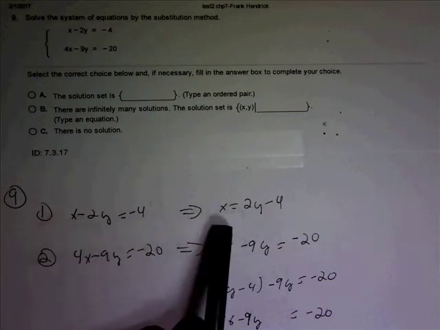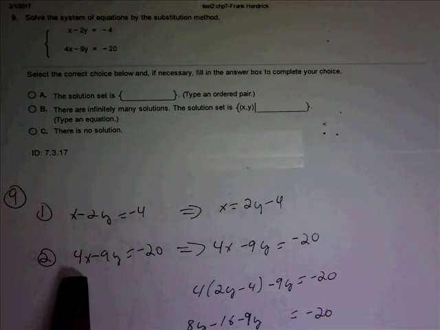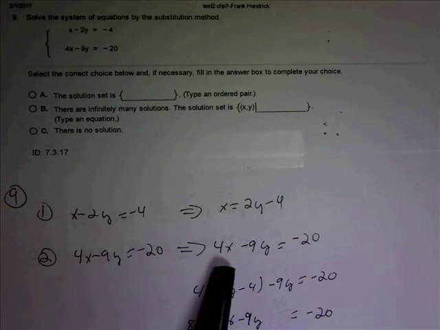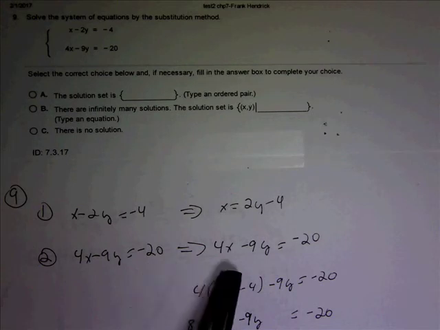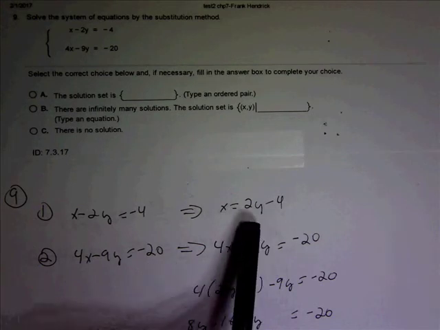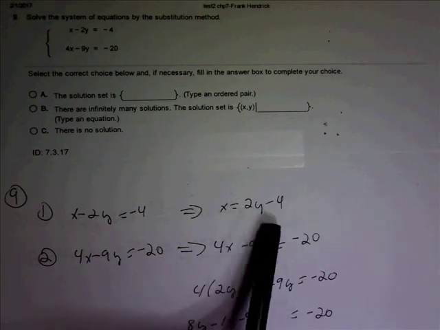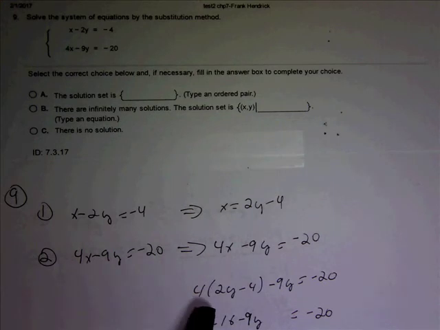I'll go ahead and solve this for x. Then I bring this over. Now I'll go ahead and plug into the second equation. Every place I see an x in this second equation, I'm going to put in 2y minus 4. So that's what I did, I replaced the x with 2y minus 4.